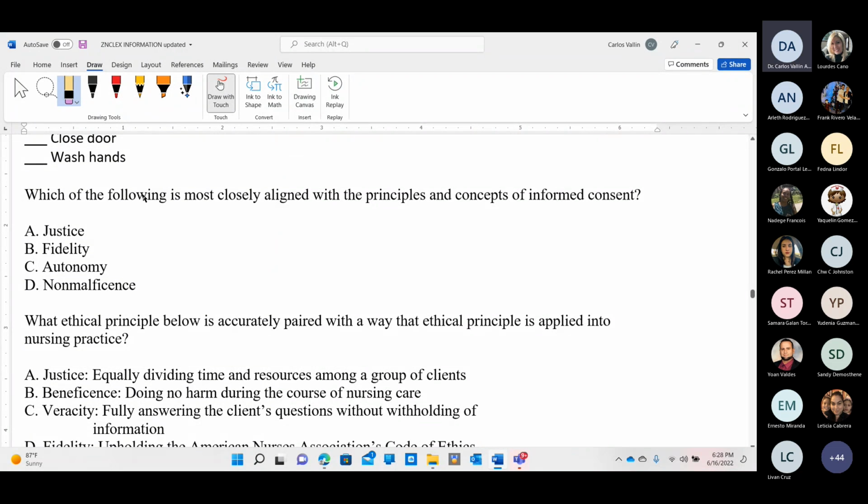Let's see this question. Which of the following is most closely aligned with the principles and concepts of informed consent? Okay, everybody know what is informed consent? It is a legal issue. It is required by the Self-Determination Act, which is a law. And the consent is something that needs to be done either implicit or written. And informed consent requires, with few exceptions, being 18 or older and being in your mental capacities.